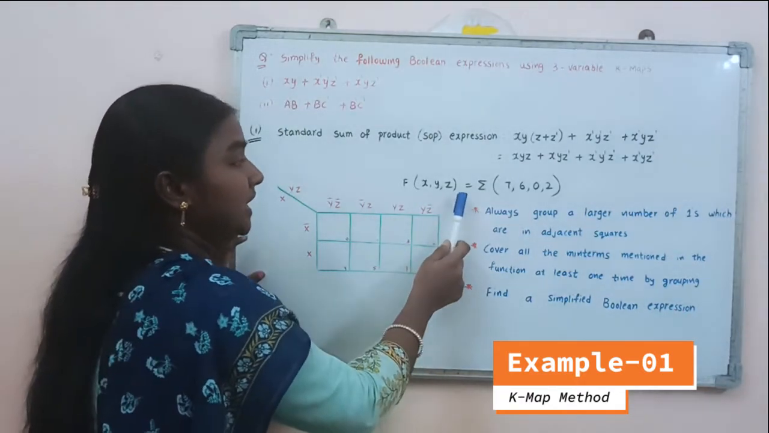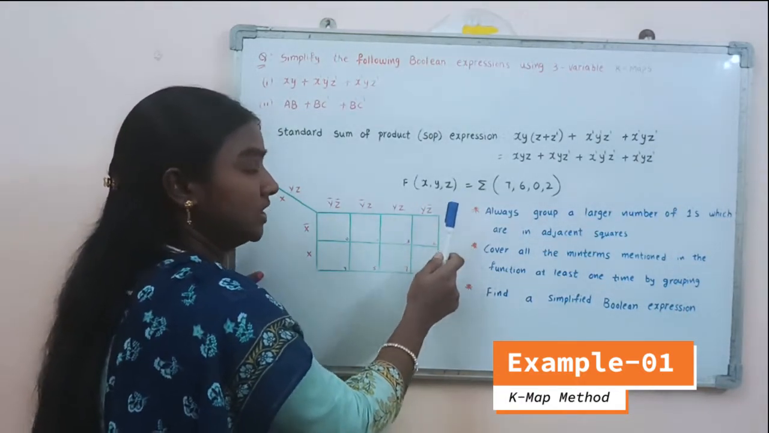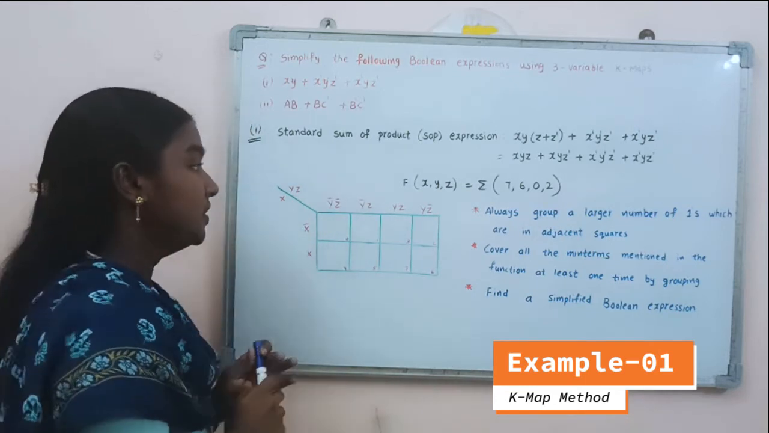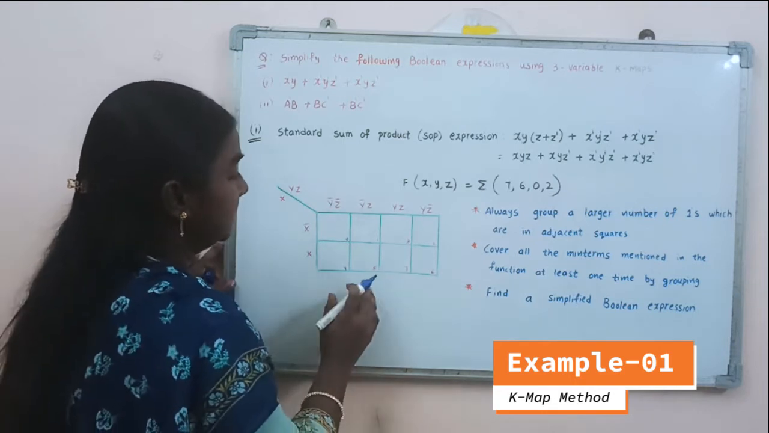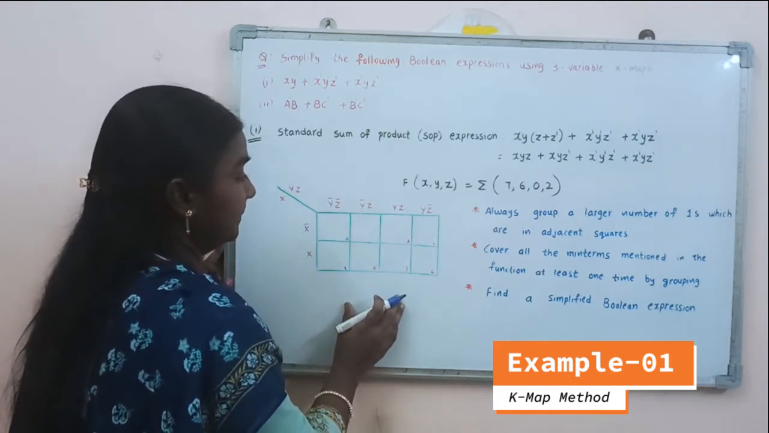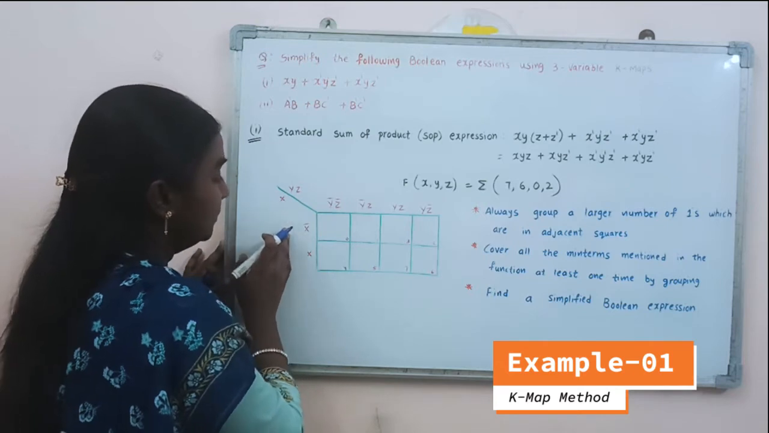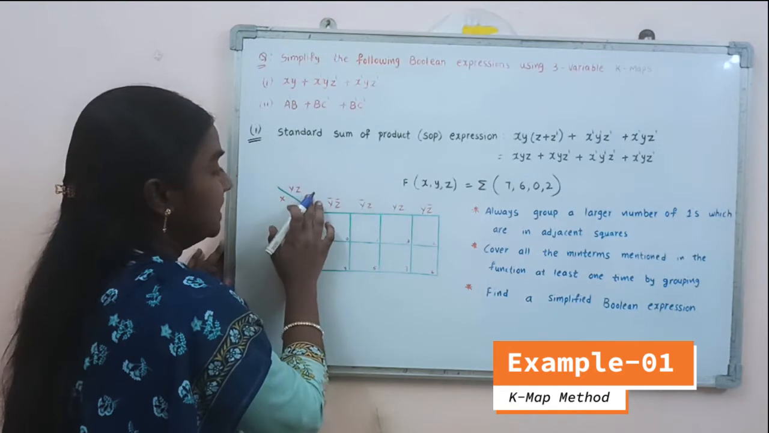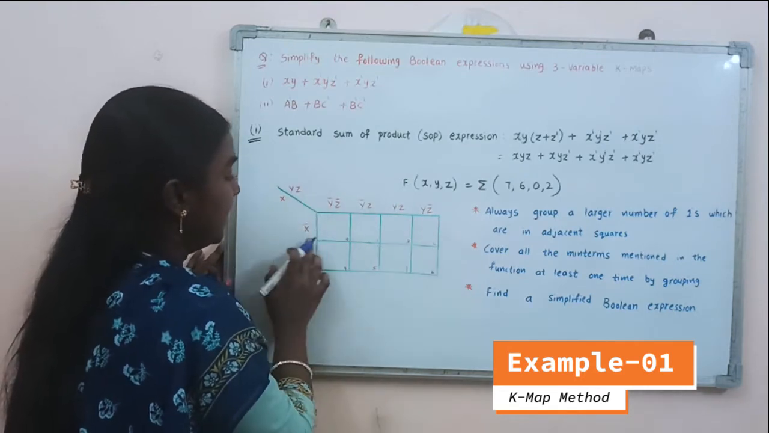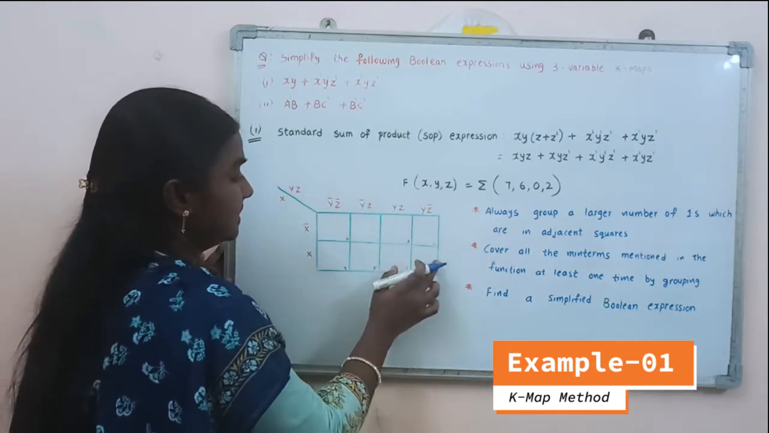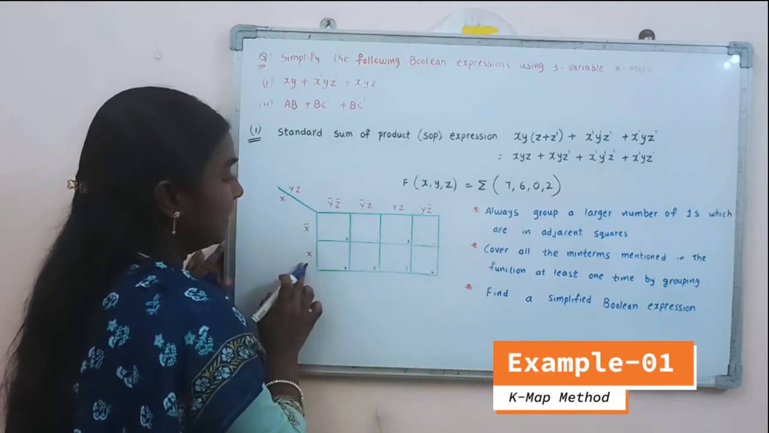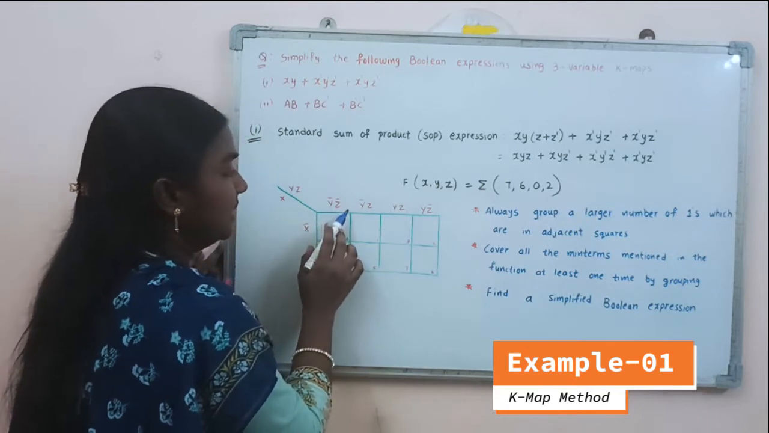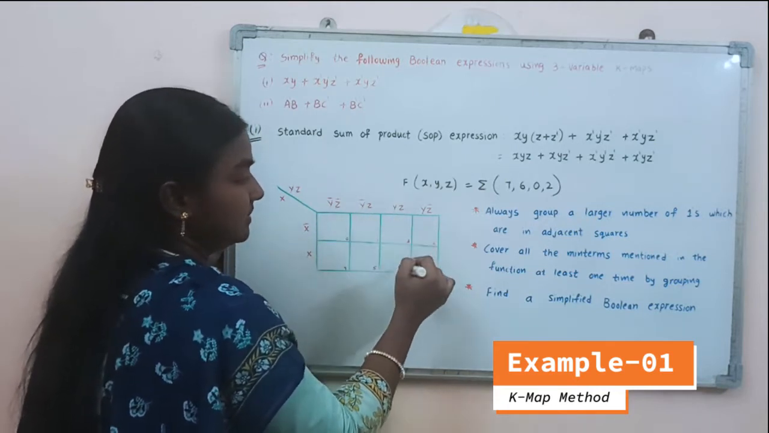Now we need to simplify this Boolean expression to a simplified Boolean expression. Here we are using a three variable Karnaugh map, and we consider the x variable on the row side and the y and z variables on the column side. For the first row, x bar variable will be common. For the second row, x variable will be common. Similarly, for the columns, the y z variables are common in this fashion.